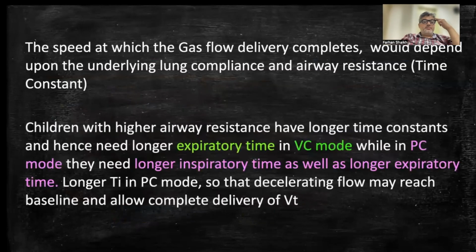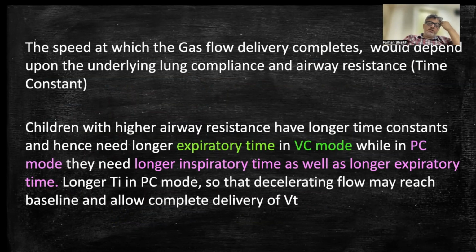We discussed that. Children with higher airway resistance will have longer time constants. They will need longer expiratory time in VC mode. But in PC mode, they will need longer inspiratory time as well as longer expiratory time. Longer inspiratory time in PC mode is required because they have decelerating flow, and that's why they need a little longer time for the flow to touch the baseline and deliver all the volume. So PC mode means PC mode as well as PRVC mode.